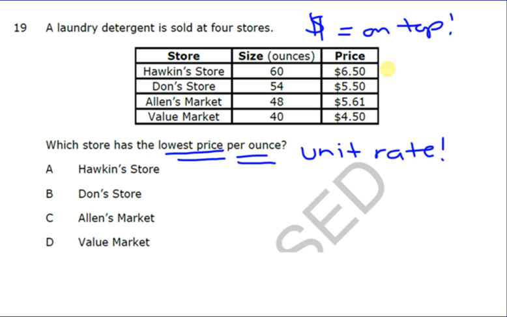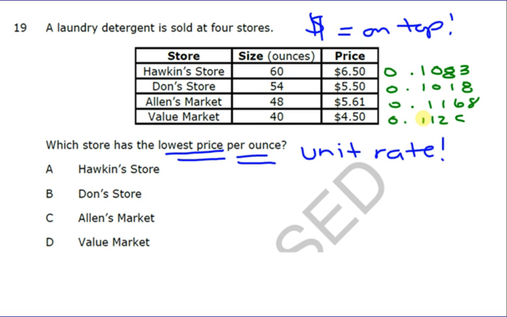It's going to give you a large decimal. Don't round in case they're close. Just take them like 3 or 4 digits out. The next one, 5.50 divided by 54 ounces. The next one, 5.61 divided by 48 ounces. And then the last one, 4.50 divided by 40 ounces.